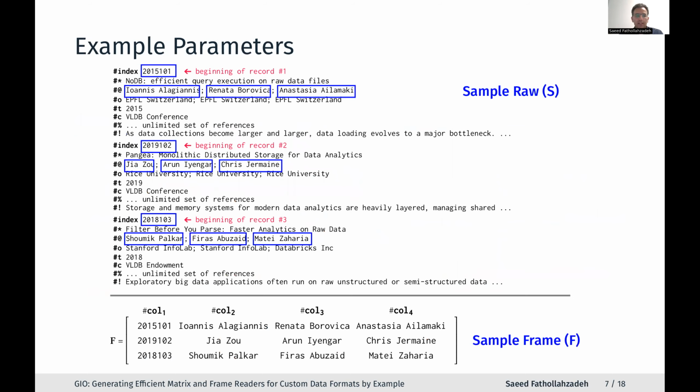For better understanding, we use a miniature publication dataset as a sample raw. In this dataset, each record starts with the number index keyword and spans multiple lines, and all lines are headed by a keyword, and the text that follows are the values. We have four columns of the dataset as a sample frame. For example, the publication ID and three authors of the publication are selected as a group of columns of the sample frame.